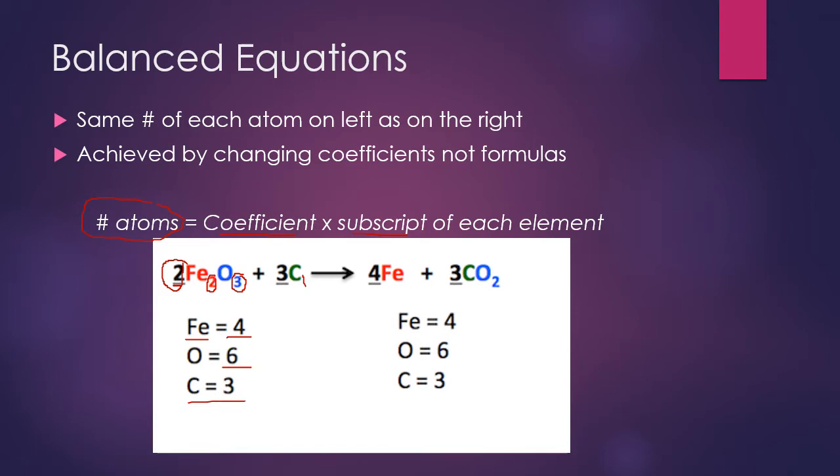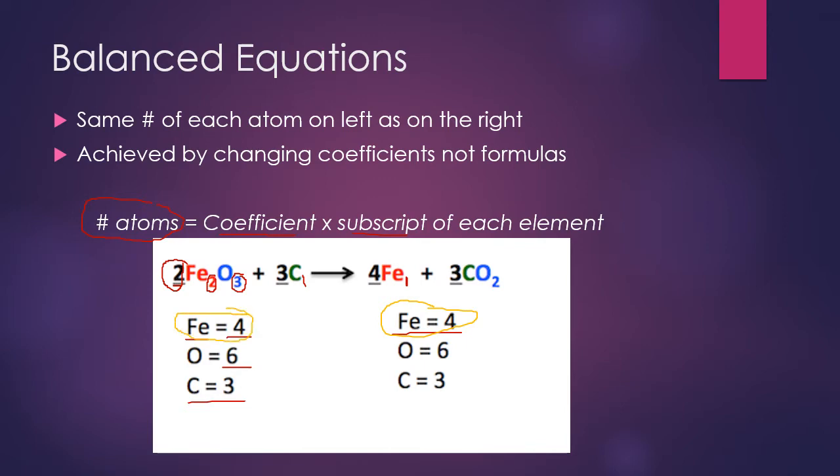Now looking over on the product side, there's a coefficient of 4 in front of the iron, and there's a subscript of 1 after. Since there is no subscript, we assume it's a 1. So 4 times 1 gives us a total of 4 iron atoms. Notice it's balanced on both sides for the iron. We have 4 on the product side and 4 on the reactant side.